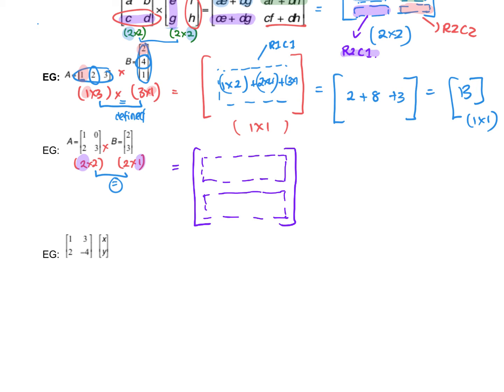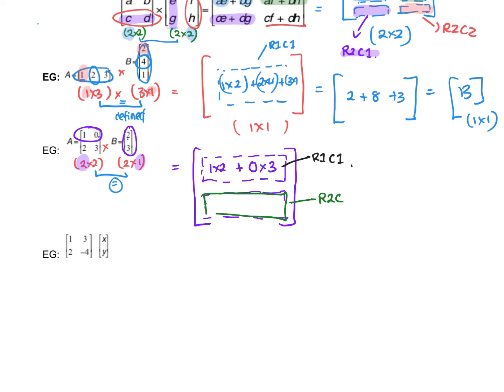Okay, if I look, this cell here is row 1, column 1. So I'm going to use row 1 with column 1. So it'll be 1 times 2 plus 0 times what? They pair up. So the 1 gets multiplied with this 2. And what is the 0 going to get multiplied with? 3. Good.